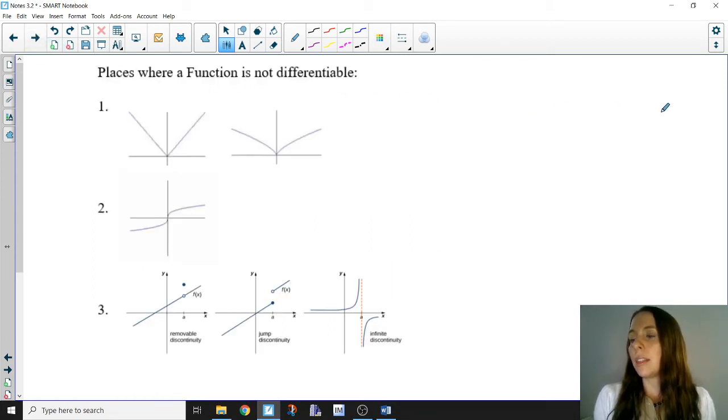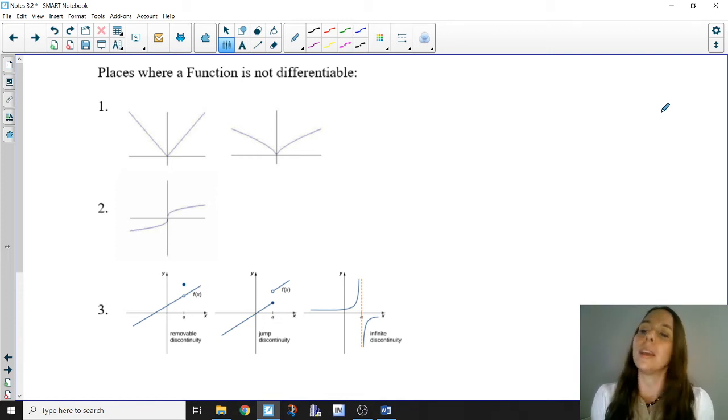Take a look at this next little section where we have places where a function is not differentiable. Why is the F in function capitalized? I don't know, but let's just go with it. I think it's supposed to be a title, but more of those words should be capitalized if it's a title.